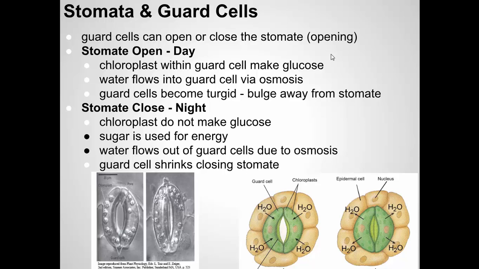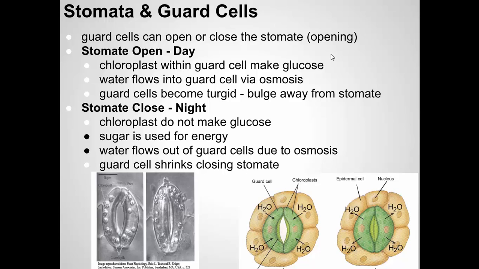And oftentimes what happens is in the daytime, these openings are open, allowing carbon dioxide in so the plant can go through photosynthesis. But the problem is when they're open, they also allow water to leave the plant. And so the plant can dry out. And so oftentimes at night, they close up, preventing water loss. Because at that time, the plant doesn't need carbon dioxide because it's not going through the process of photosynthesis.